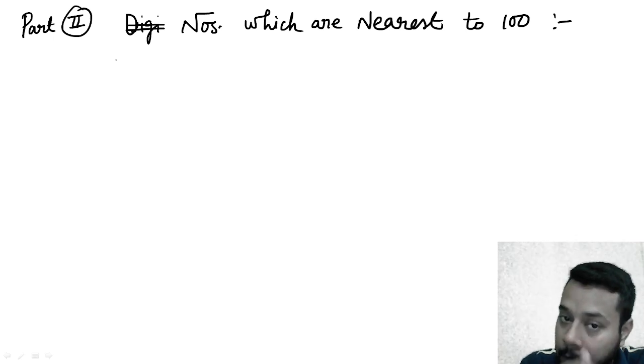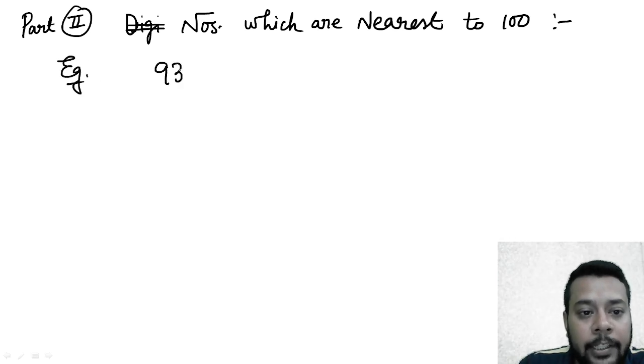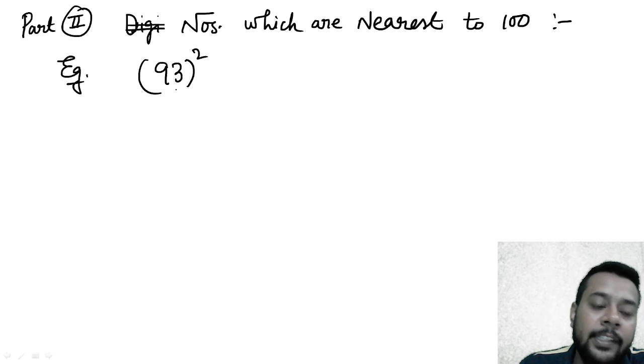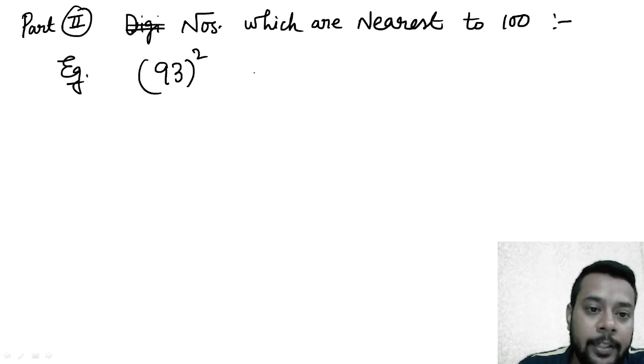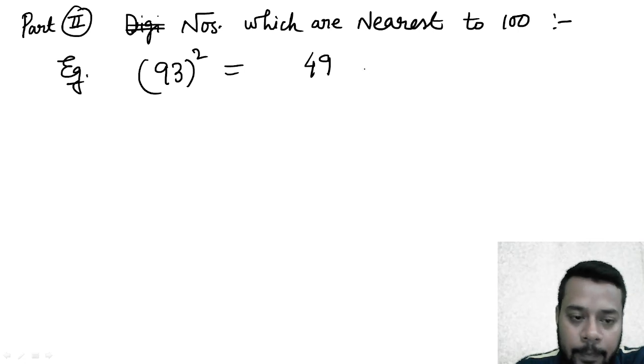So let us see by example. If I take the example of suppose 93 square. Everyone knows this 93 is nearest to 100, right? So how to find its square value? What we see is this number 93 is 7 less than 100. So write down the square value of 7.